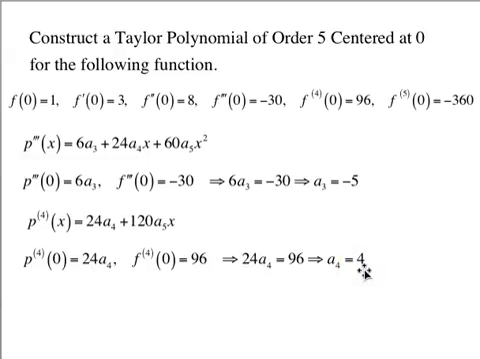And our last derivative, the fifth derivative: derivative of 24a4 is 0. Derivative of 120 a sub 5 times x is 120 a sub 5. So the fifth derivative of that polynomial is going to be 120a5.